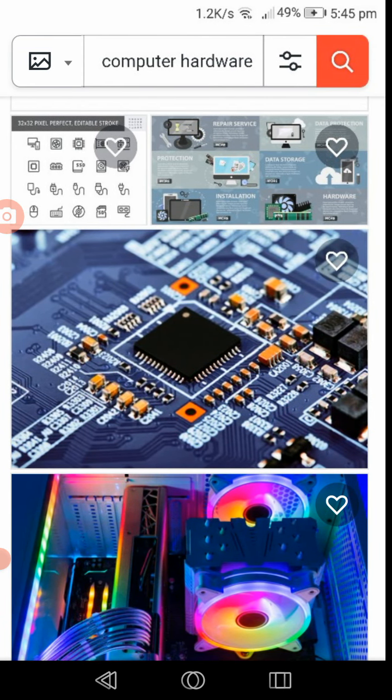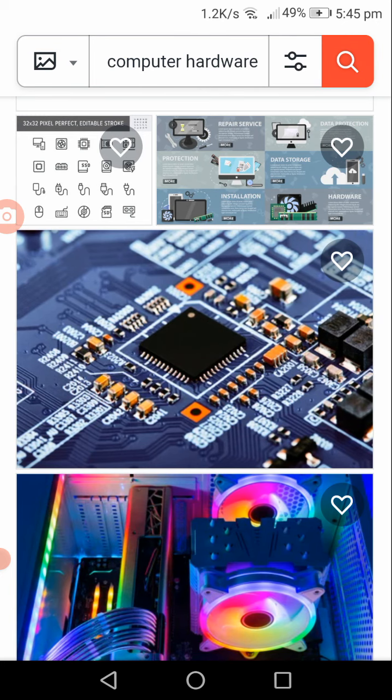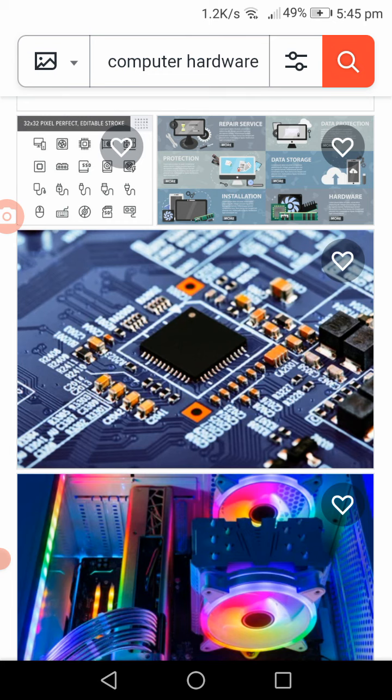What is a computer network? A computer network is a collection of two or more computers connected together in order to communicate and share the data and information.